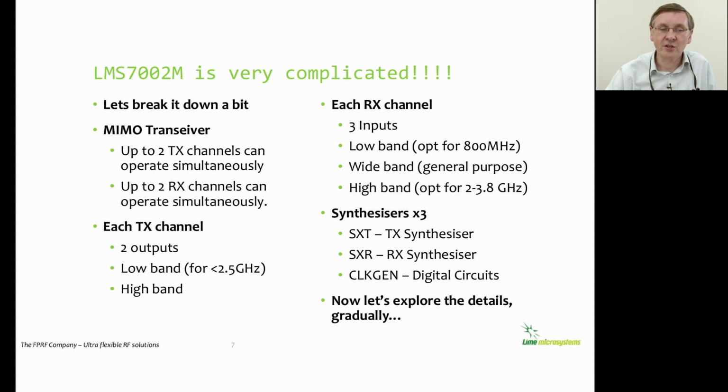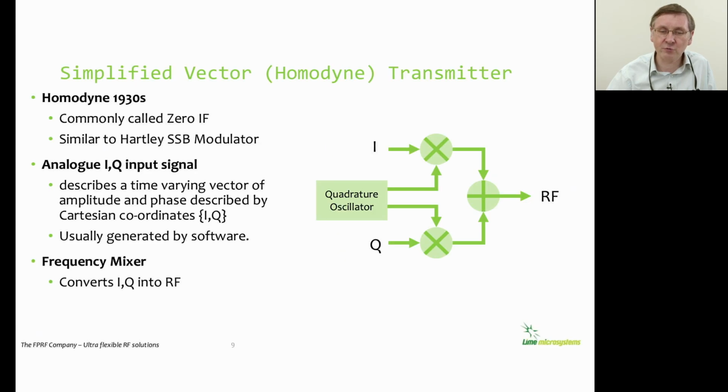Each transmit channel has 2 outputs, one for the low band and one for the high band, and each receive channel has 3 inputs: a low band, a wide band and a high band. And there are also 3 frequency synthesizers. This includes the transmit synthesizer, the receive synthesizer, and a clock gen for the digital system. So let's explore the details a little more gradually.